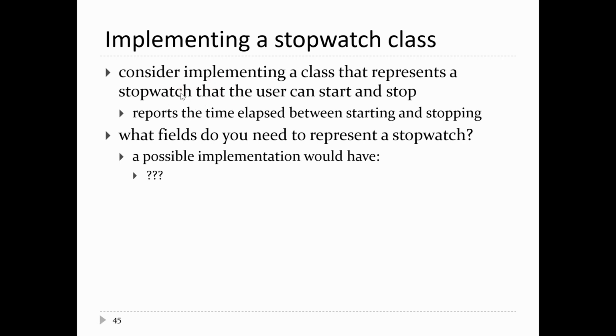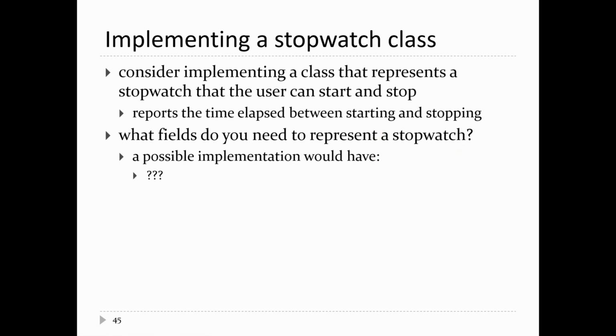All right, so we want to implement a stopwatch now. This is actually a fairly complicated example for a first lecture on how to implement a class. The idea here is that we want to implement a class that represents a stopwatch that the user can start and stop. When you press start, it starts to keep track of how much time has elapsed since you pressed start. When you press stop, it stops keeping track of how much time has elapsed, and you can look at how much time has elapsed. Similarly, once you press start, you can look at how much time has elapsed, and it tells you 1.5 seconds have gone since you pressed start.